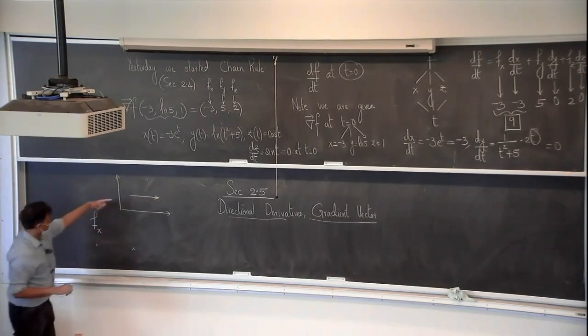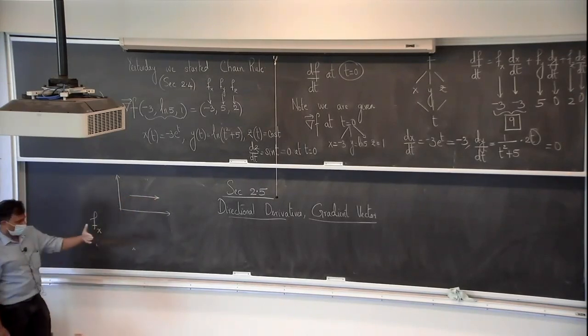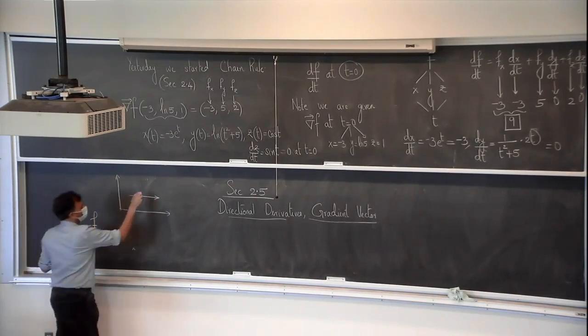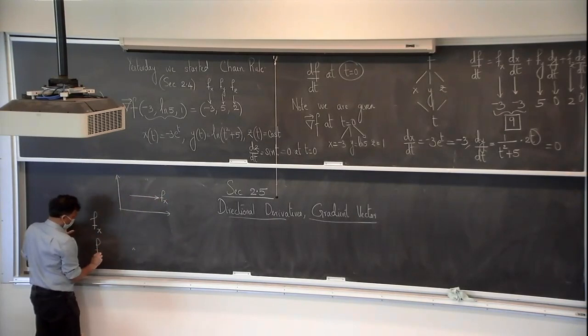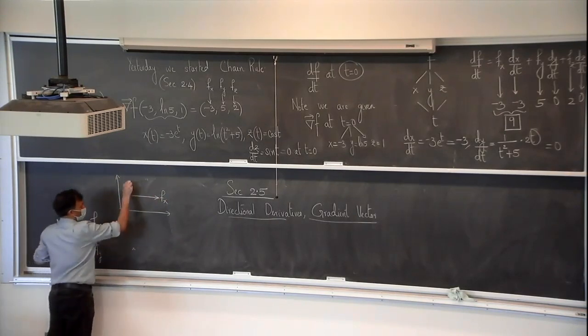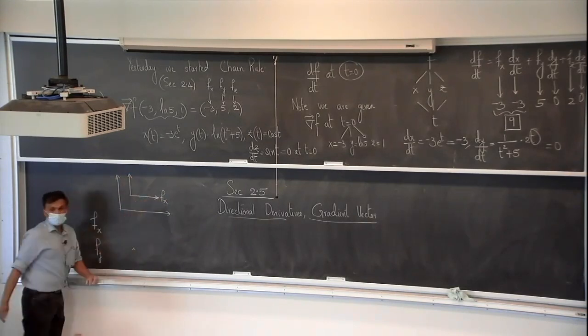That is the rate of change of f along that line, partial fx. Similarly, when you say partial fy, you're keeping x constant. So in a way, you're going parallel to the y-axis.